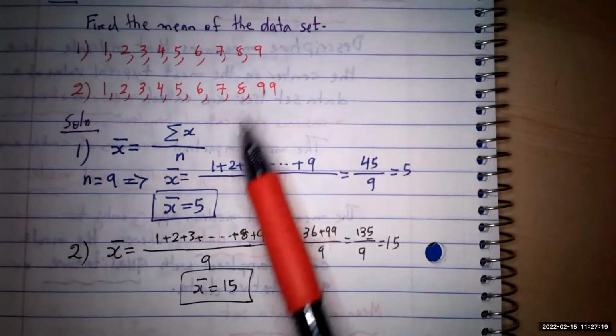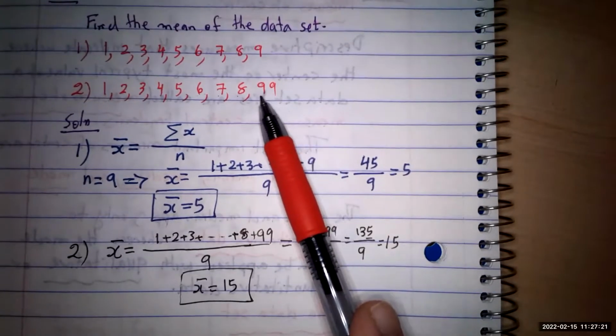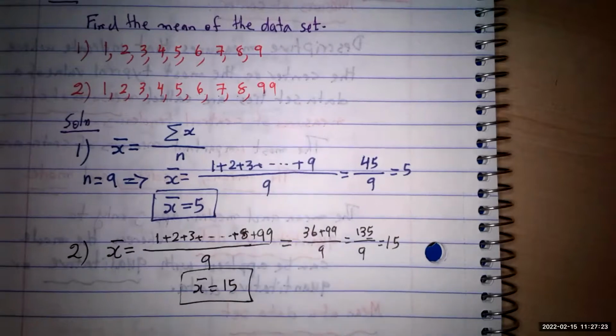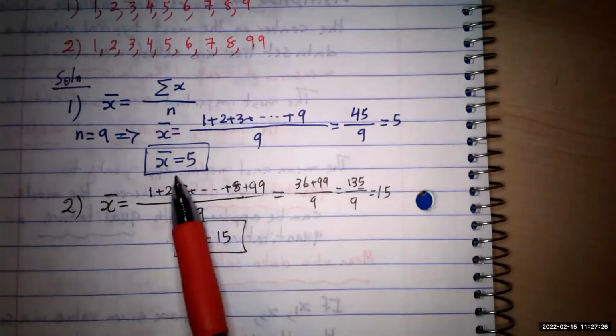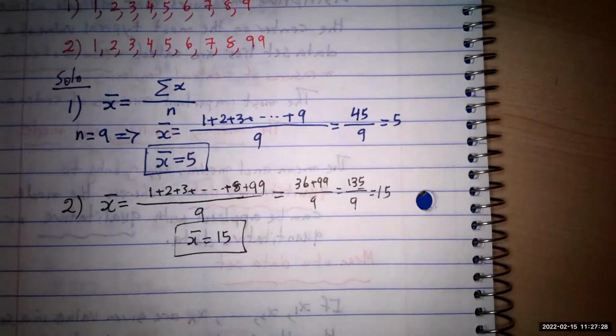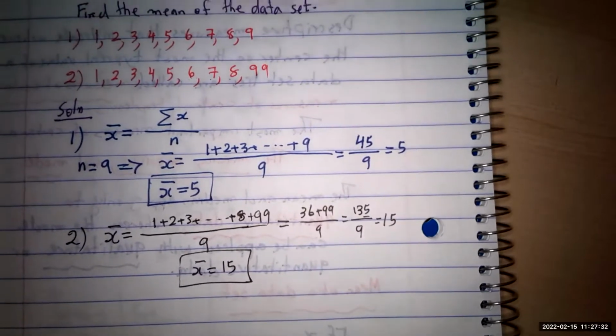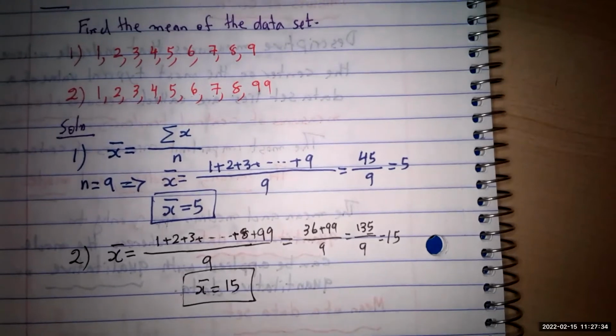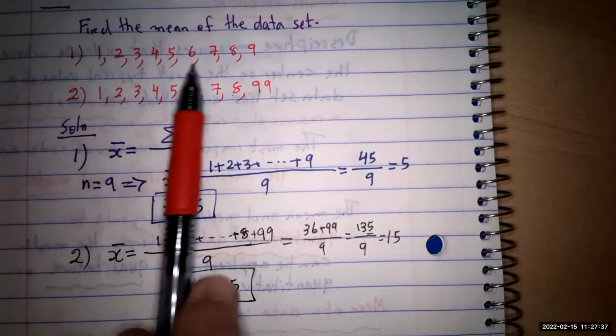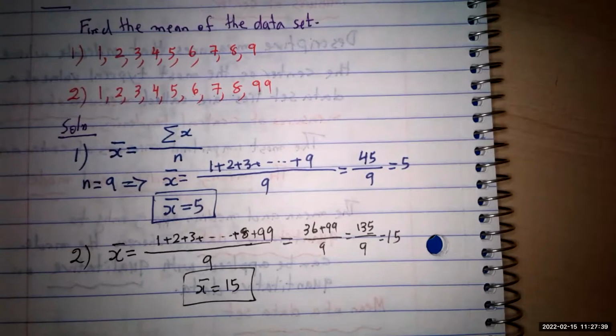But if you have a so-called extreme number, 99, that would change the game. That 99 would change the mean from 5 to 15, which is not a very good representative of our data. You see, for the first one, they are very close to each other. For the second one, suddenly you get only one big number, and that causes lots of trouble. So sometimes we need more measures of center.